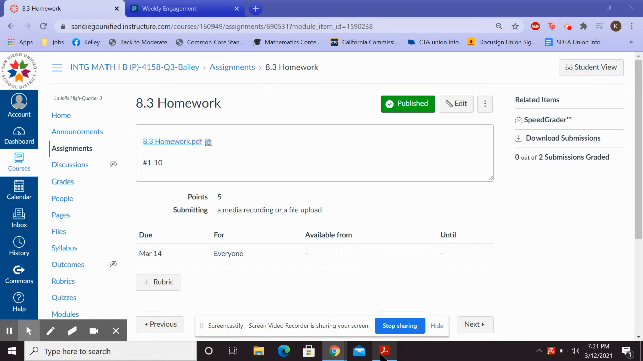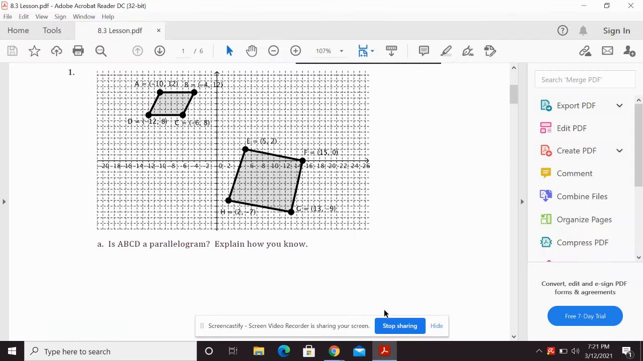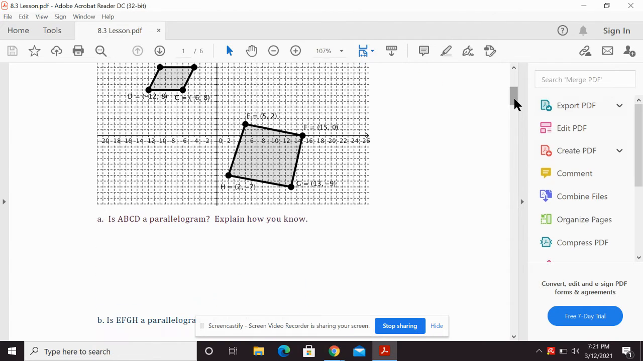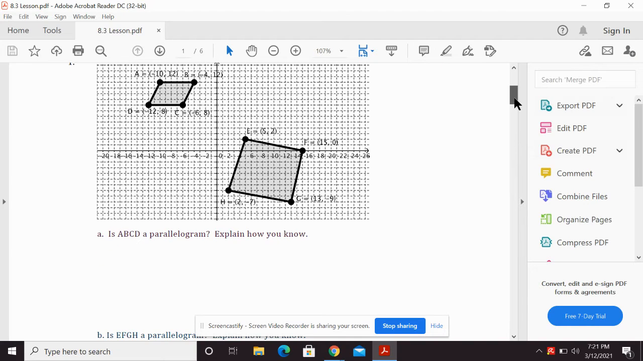Okay, this is going to be 8.3, and I'm going to do more examples of what we did in class. So we did ABCD in class today, or it is still today. On Friday, we did ABCD. We proved that it was a parallelogram.